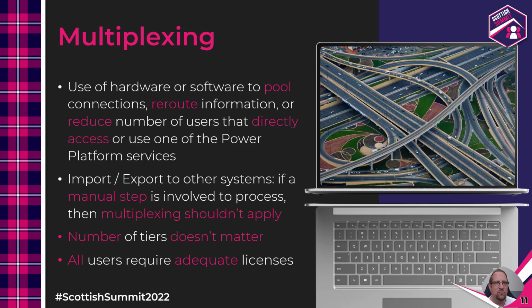So multiplexing is really the concept of trying to avoid licenses. More often than not, when you're trying to avoid licenses, it's a scenario where you are doing multiplexing. At the end of the day, how many users are actually using the apps or the flows, that's what will matter. But go through the details and you'll understand better.